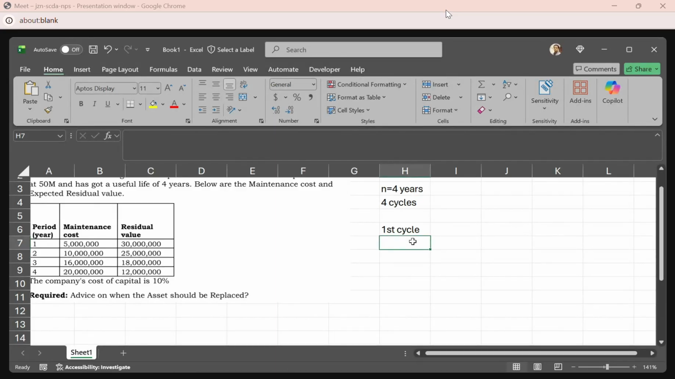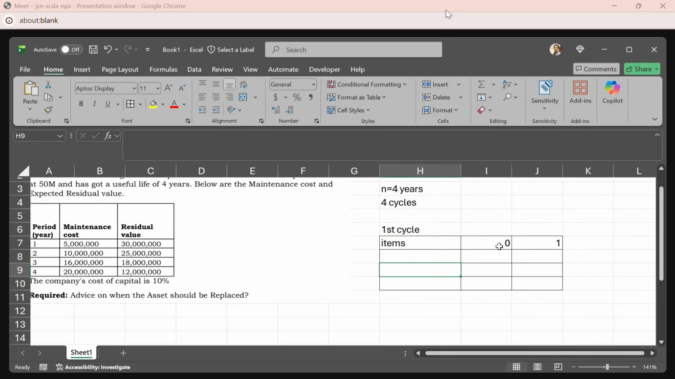What I'm saying is, on the first cycle, this is the first year. We want to consider all the costs and all the cash outflows and inflows, the relevant ones. Then we consider them. So now we can have year 0, year 1. That is the first cycle. Here I'm making the cash flow analysis, and here we're going to put the years.